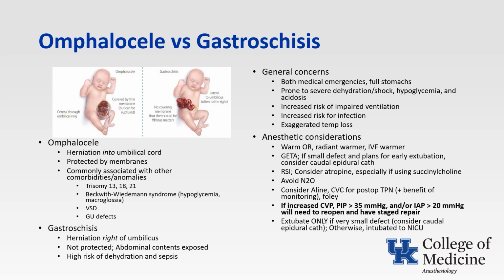Now, gastroschisis is a herniation of the abdominal contents through the wall of the abdomen, usually to the right of the umbilicus. It is not protected, so you have exposed abdominal contents, so there's a higher risk of dehydration and infection.